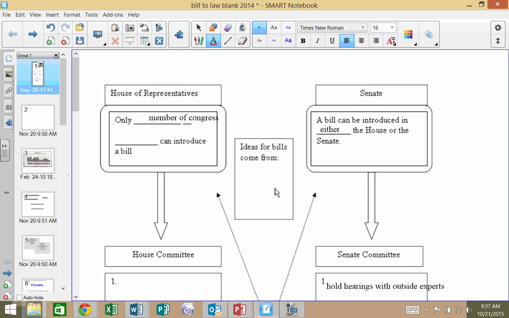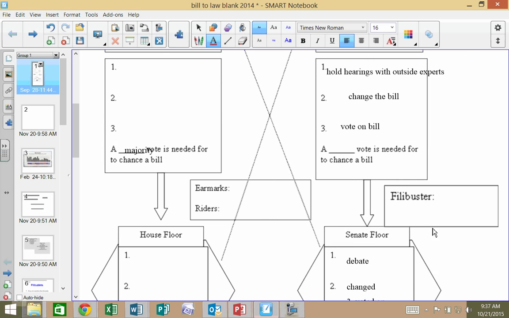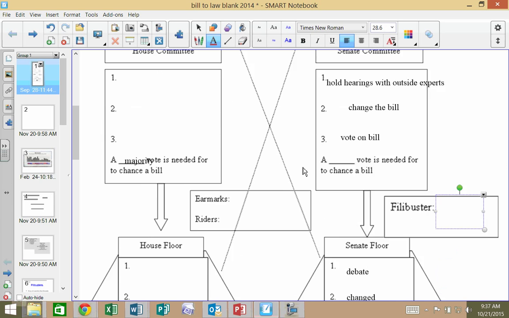Now, there's some other things in here that we've mentioned before. The filibuster. We talked about that. You should have the filibuster stuff down. That's in another spot of your notes. And I will pull that filibuster stuff back up so you can go back to filibuster in the Senate. So there's probably not enough room to write it there.